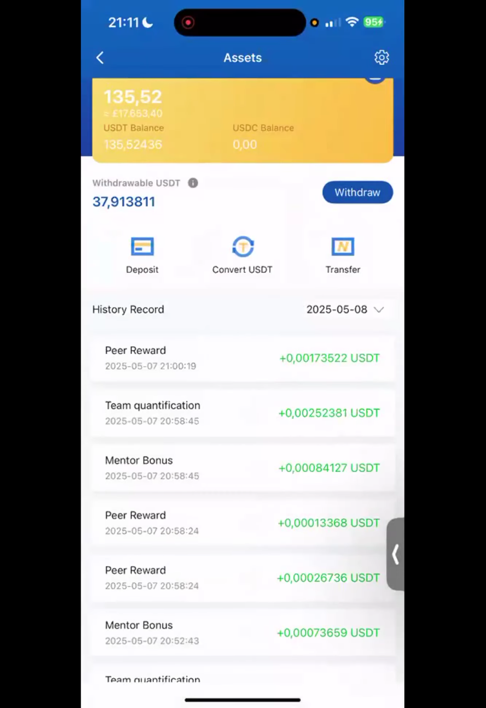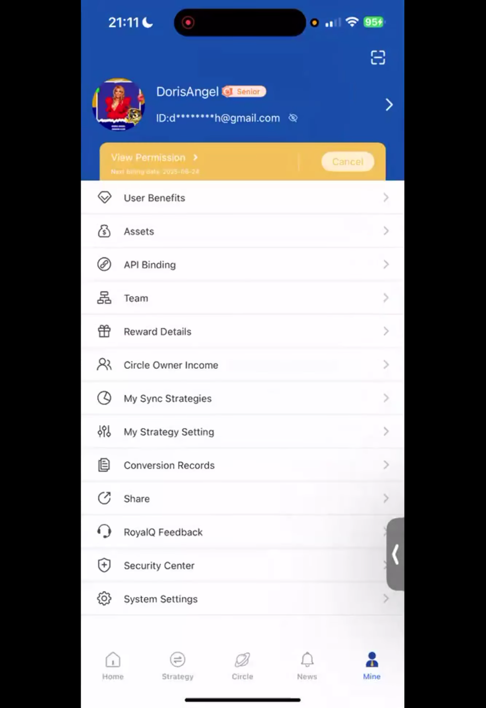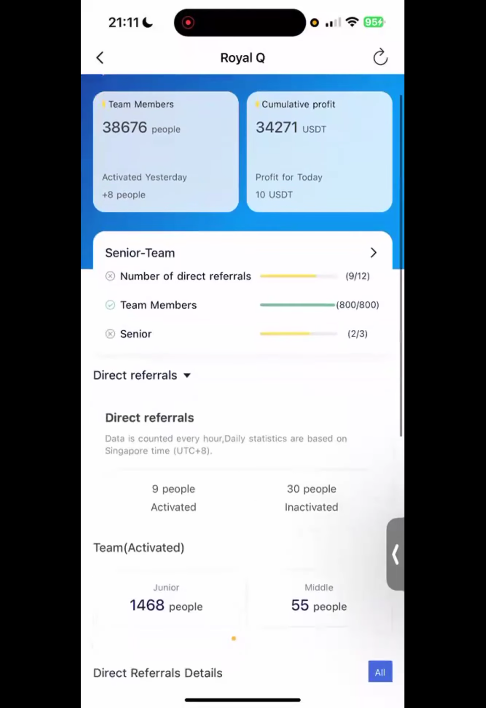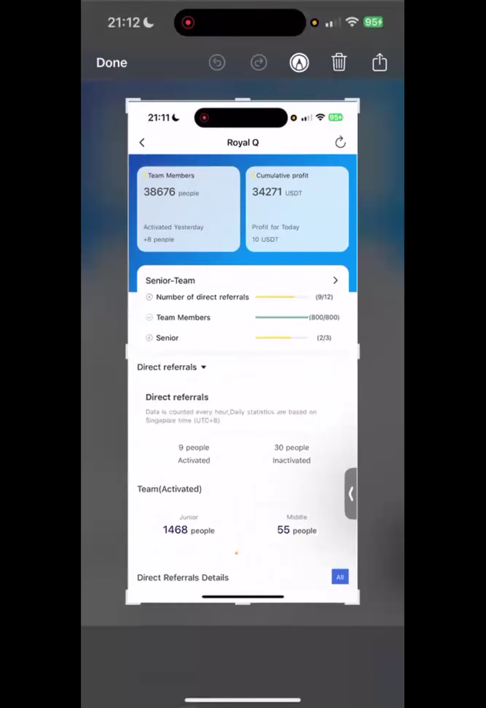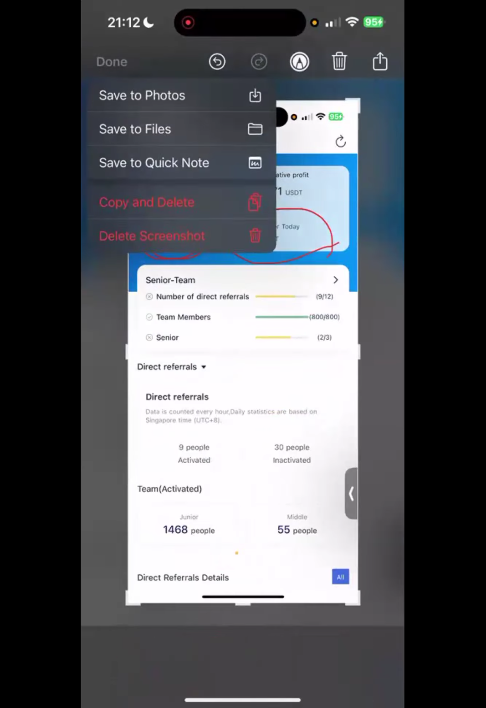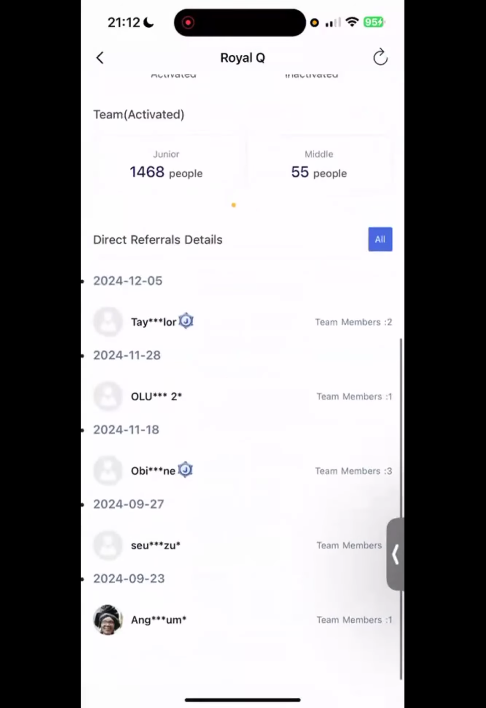You don't have to be copying and pasting. Okay, so team, this is where you would see your team members that are directly under you. Okay, so 8 people activated in my team yesterday, and profit for today is only 10. The day has not yet ended, so do not conclude.